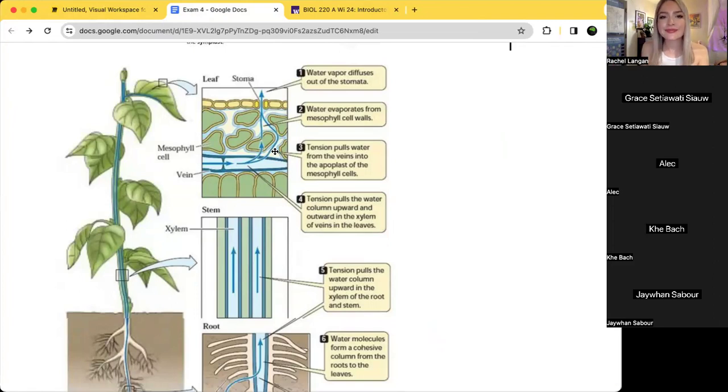Okay, thank you. Does that relate to how it keeps its structure too? Yeah, definitely. Having water going all the way up through those tubes helps keep the stem up, and having water move into the veins and also just the leaf cells keeps the leaves kind of perky.